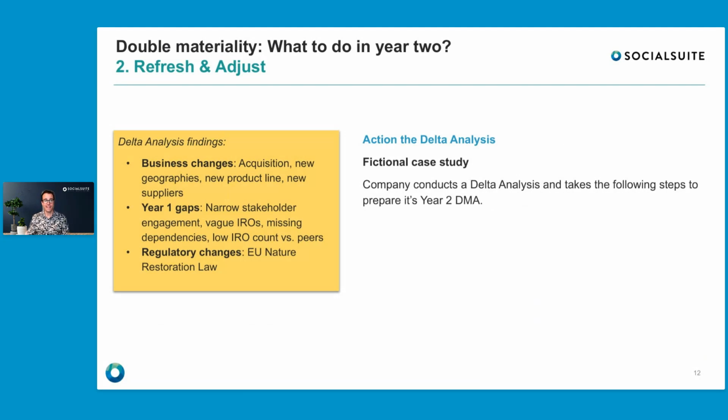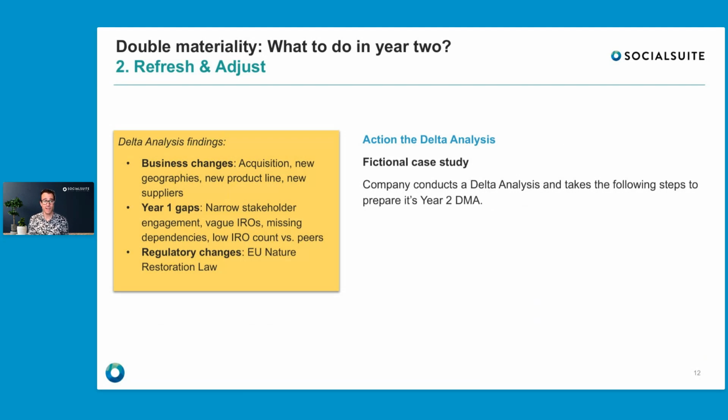Now, in that next step then, refresh and adjust. I've worked out that delta analysis a little bit more. Again, it's still really short for the purpose of this webinar, but what we see here, and we're going to run through a fictional case study to action the delta analysis. There are key business changes. We looked at that: acquisition, new geographies, new product line, and new suppliers.